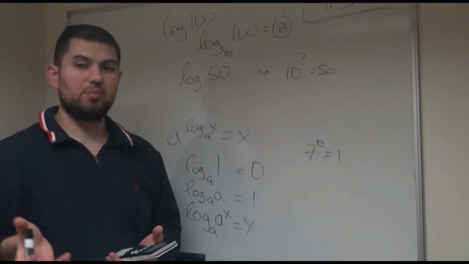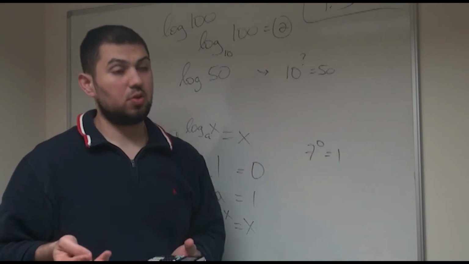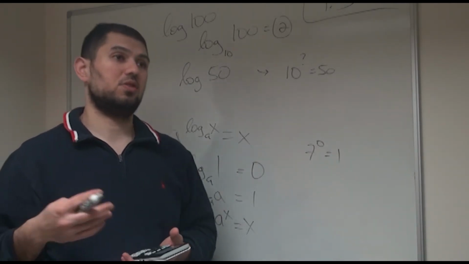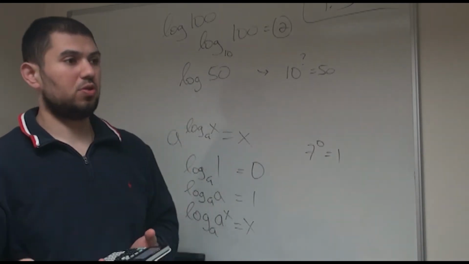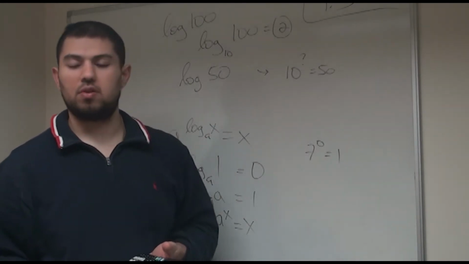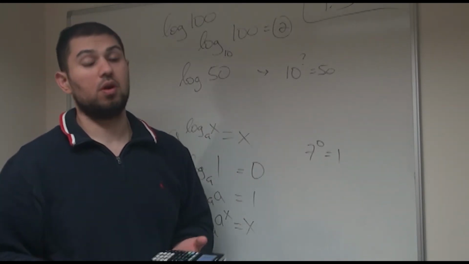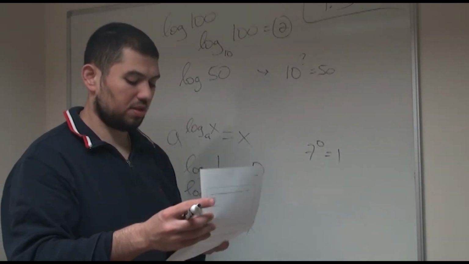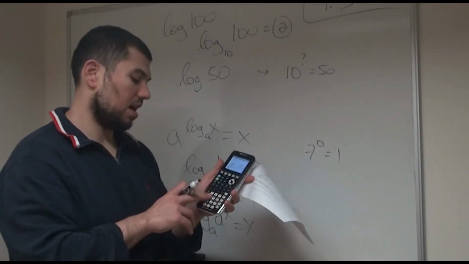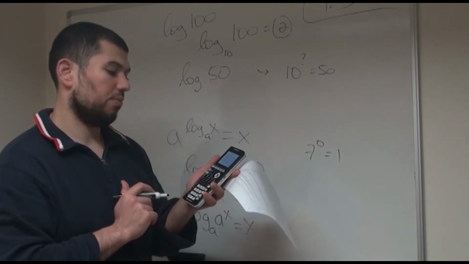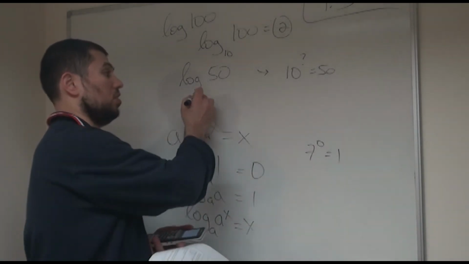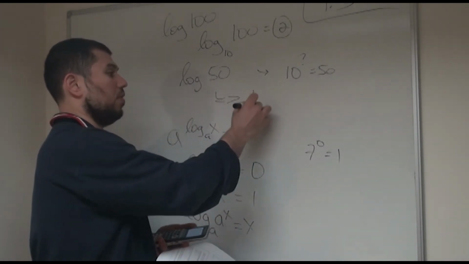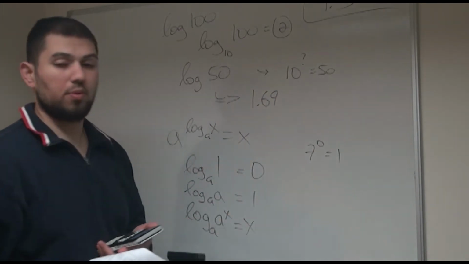Well, are you going to sit there and plug and chug away all day? 10 to 1 is 10, 10 to 2 is 100. It's between 1 and 2, so what's 10 to the 1.5? Oh, that's not 50. 10 to the 1.4, oh, that's not 50. That's not really how we play it. We're just going to plug this into our calculator. You can do log of 50, and you get 1.698. So the log of 50 is equal to 1.69, or 1.7.